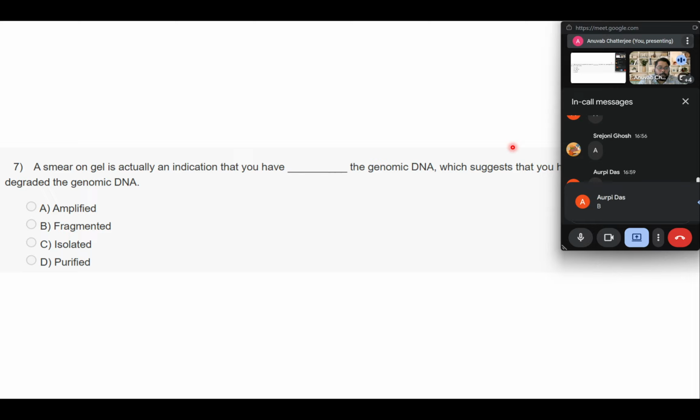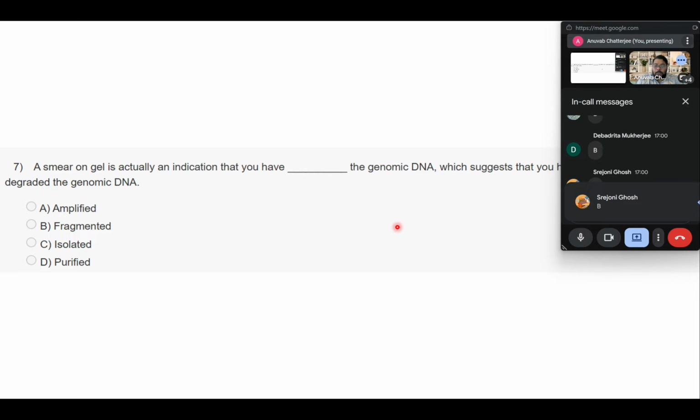Rupi says it is B, fragmented. Anyone else? Chanda says it is B. Devadrita also says it is B, fragmented DNA. Srijani also says it is B, fragmented DNA.